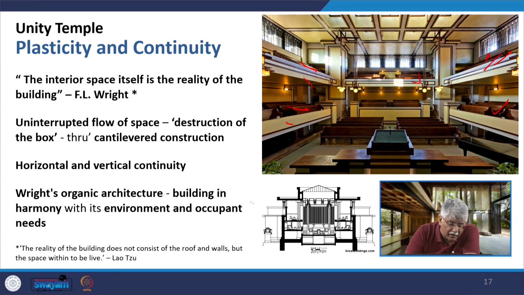Wright's original architecture, organic architecture, building in harmony with his environment and occupant needs. That was the original thing that he came up with, that his organic architecture was to build in harmony with the environment of the building and to meet the needs of the occupant.